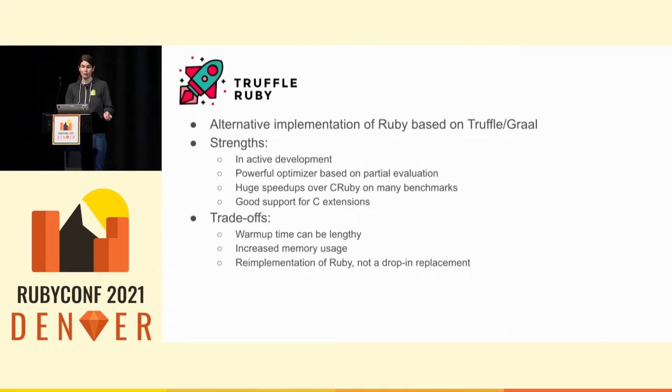TruffleRuby is an alternative implementation of Ruby based on the Truffle and Graal platform. It's in active development. It has a powerful optimizer based on partial evaluation. It can offer huge speedups over CRuby on many benchmarks, and it has pretty good support for C extensions. But in terms of trade-offs, the warm-up time, that is the time that your program takes to get up to speed, can sometimes be lengthy, up to several minutes. There's significantly increased memory usage. And because it's a reimplementation of Ruby, it's not 100% compatible.